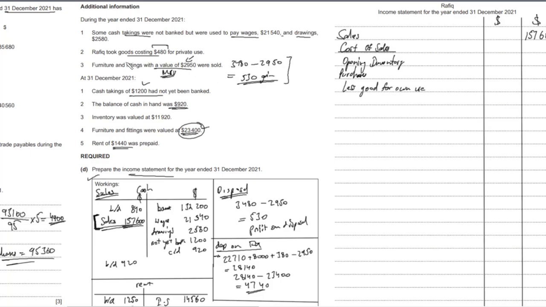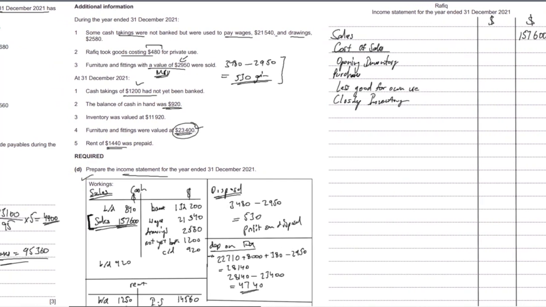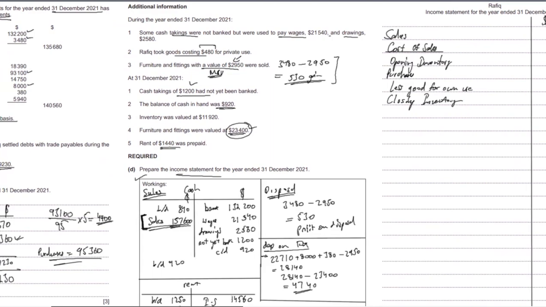What else? That's it. Straightforward. And then finally, opening inventory plus purchases minus closing inventory, right? Less. Or you can just label closing inventory. It's up to you. You write less, you don't write less, but you have to subtract closing inventory, which obviously is subtracted. And that should be enough for our cost of sales section.